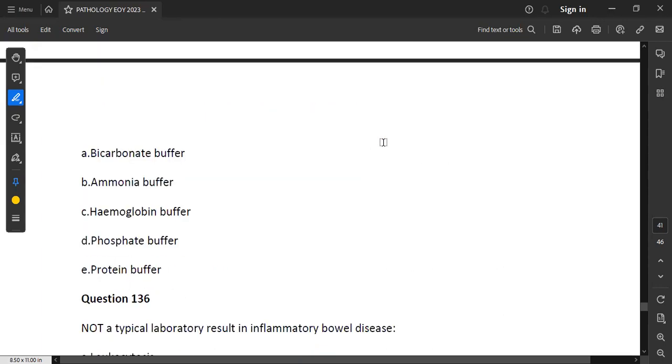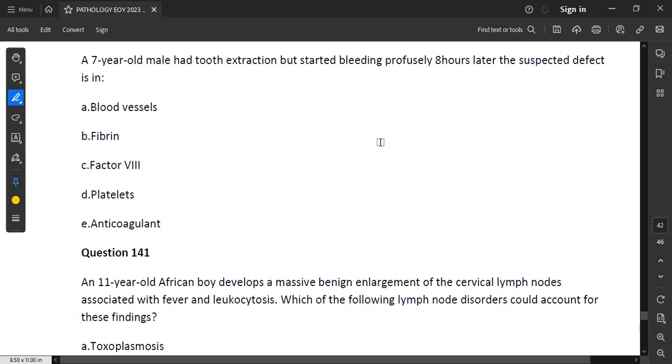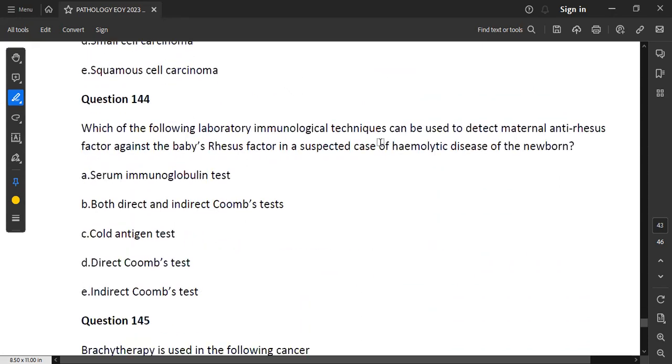Then we go to 144. Which of the following lab immunological techniques can be used to detect maternal anti-rhesus factor against the baby's rhesus factor in a suspected case of hemolytic disease of the newborn? I'm even doing this question, but okay. So this is basically a Coombs test, but you want to know if it's the direct or the indirect one.